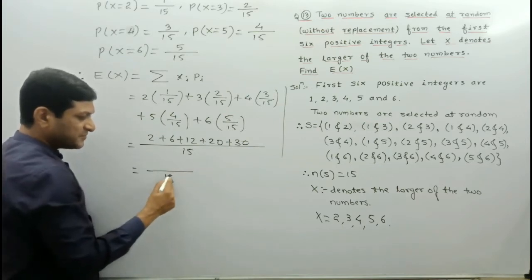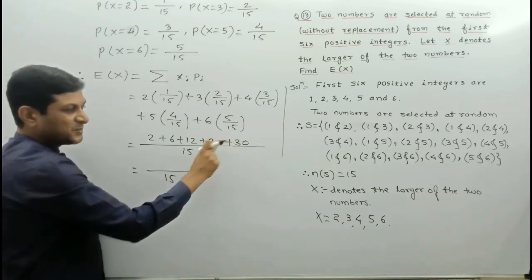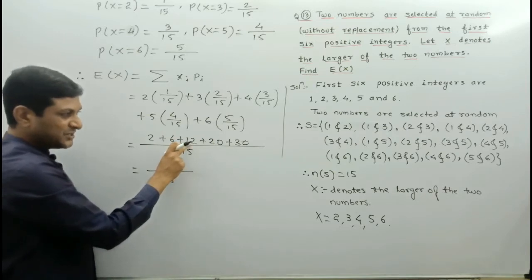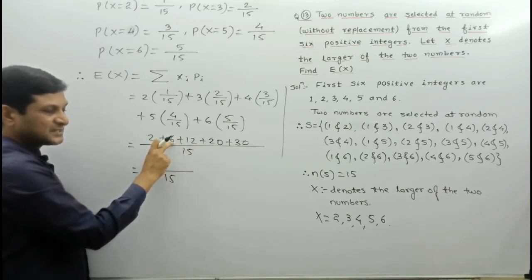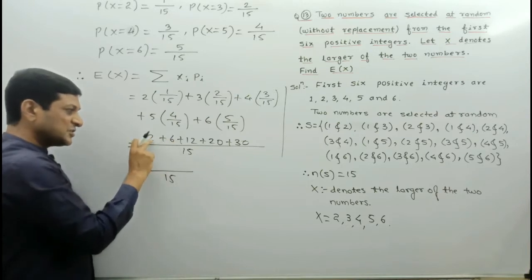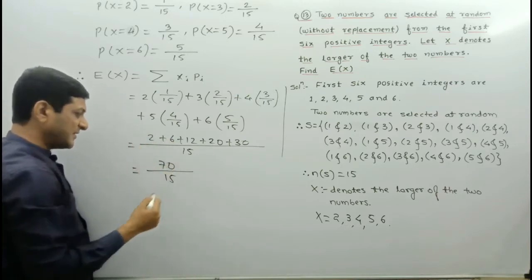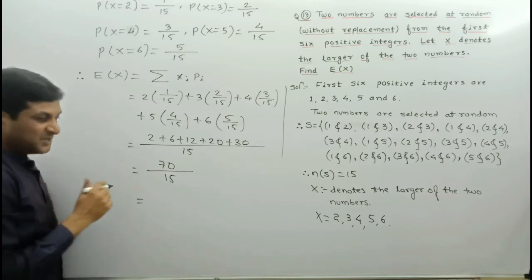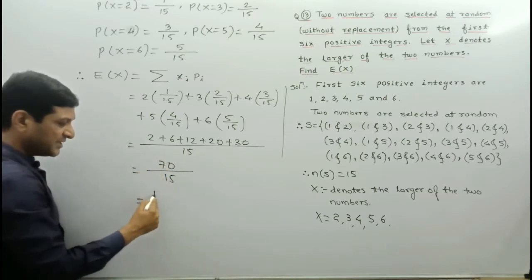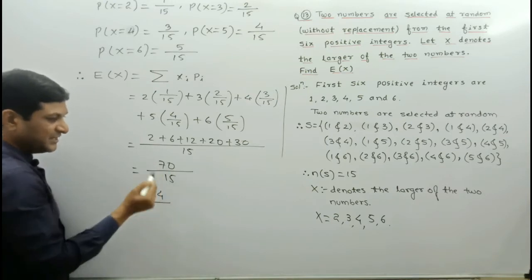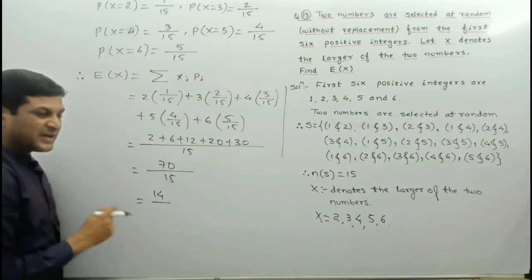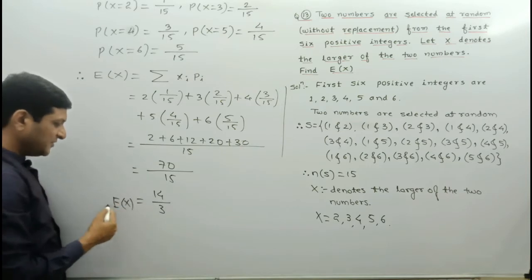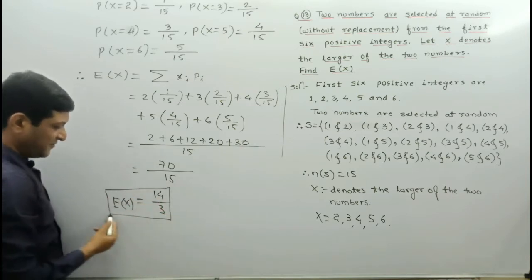In the denominator 15, keep it as it is. 30 plus 20 is 50, 50 plus 12 will be 62, 62 plus 6 will be 68, 68 plus 2 will be equal to 70. Now here we can observe that both the numbers are divisible by 5. If I divide the numerator by 5, here we will get 14, and if I divide the denominator by 5, here we will get 3. Means in this way we have got the value of E of X, which is our required value.